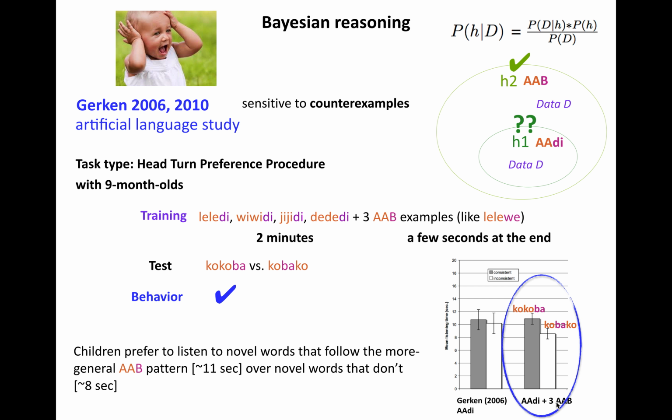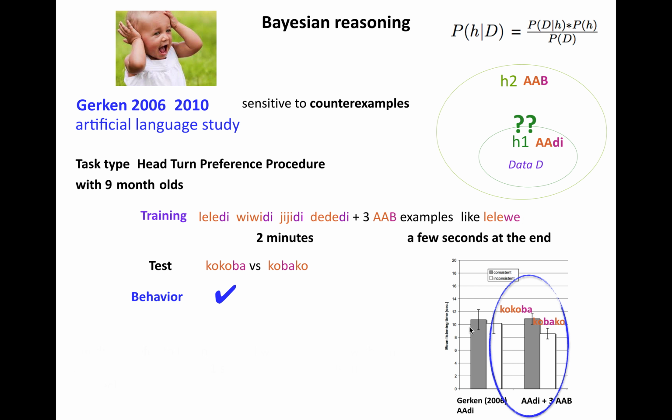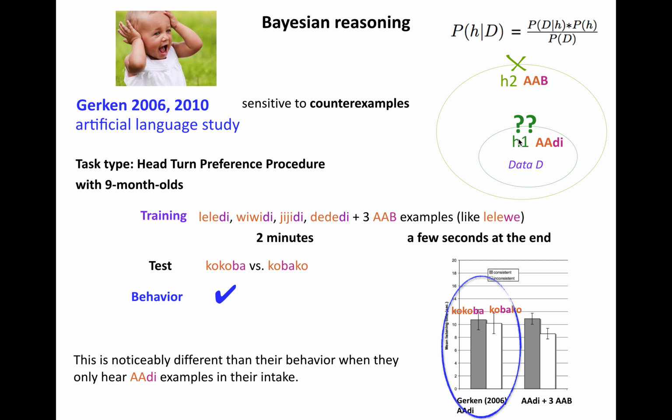They prefer it when you get those 3 counterexamples at the end. And this contrasts with what happened when they didn't. When they just got the ambiguous data, they didn't have any preference because it seems like they stuck with that more specific hypothesis. So infants, just like we would expect Bayesian learners to, are sensitive to counterexamples.